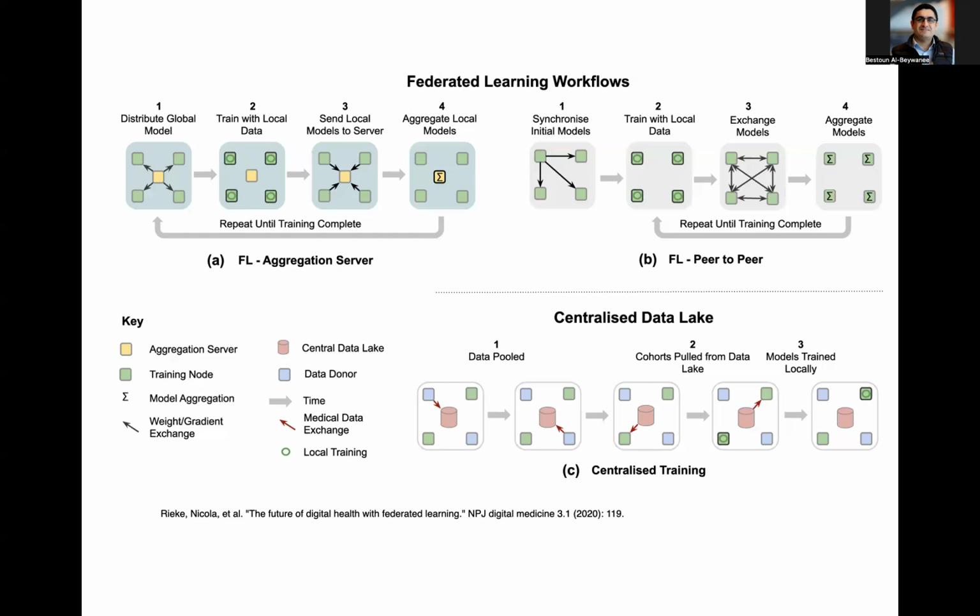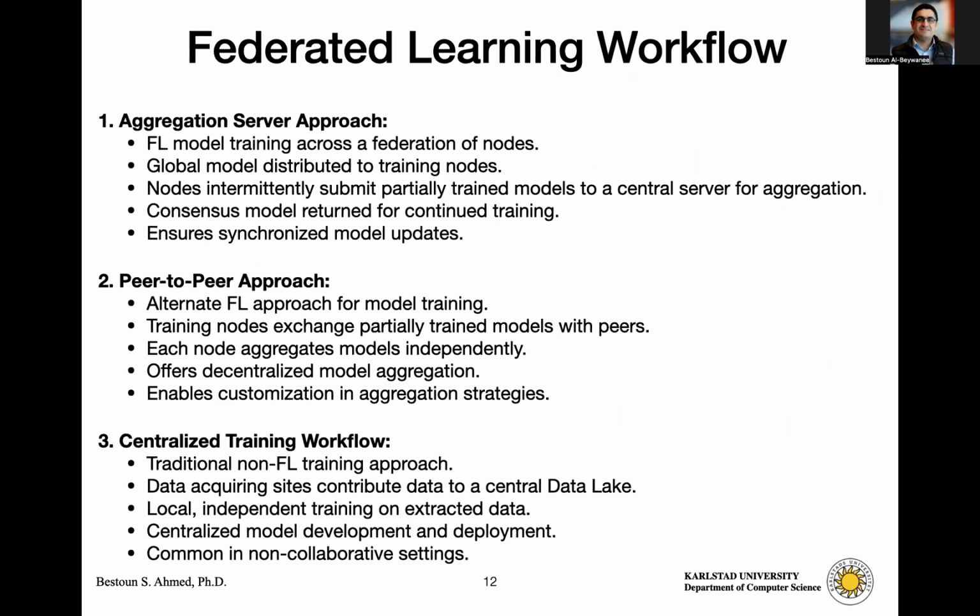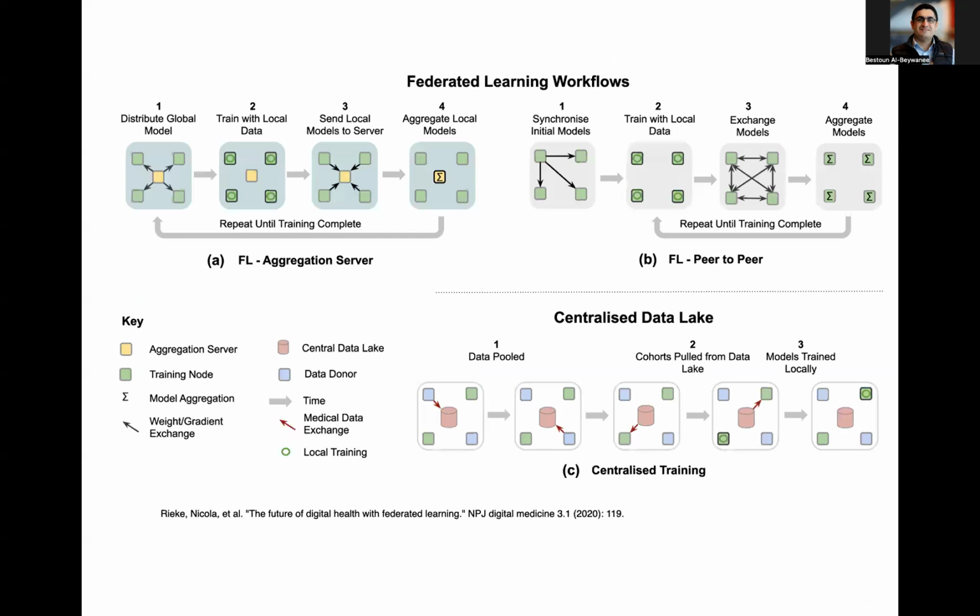You have a centralized data lake also. That's another kind of training. This is a kind of traditional, let's say, federated learning training approach. The data is acquired by the sites that contribute data to the central data lake, and then you have independent local training on the data, and the centralized model is developed and deployed. And then it's just like the aggregation server, but you have the data center here.